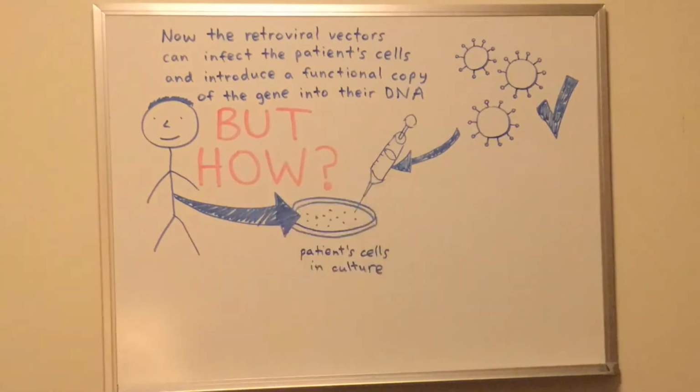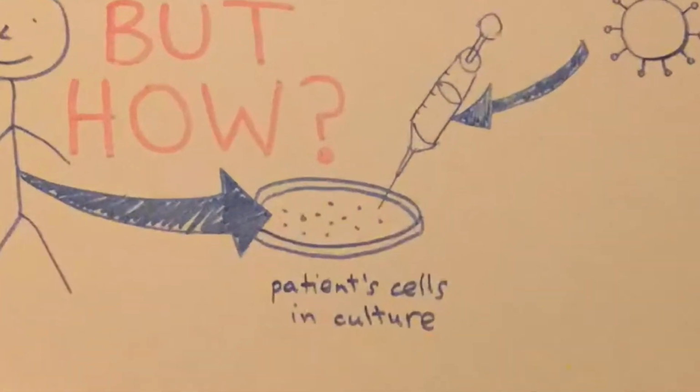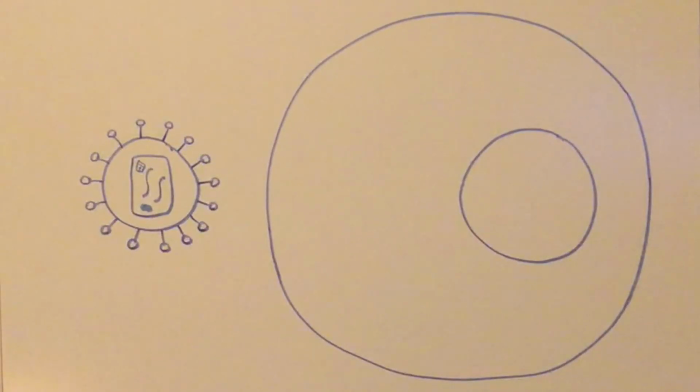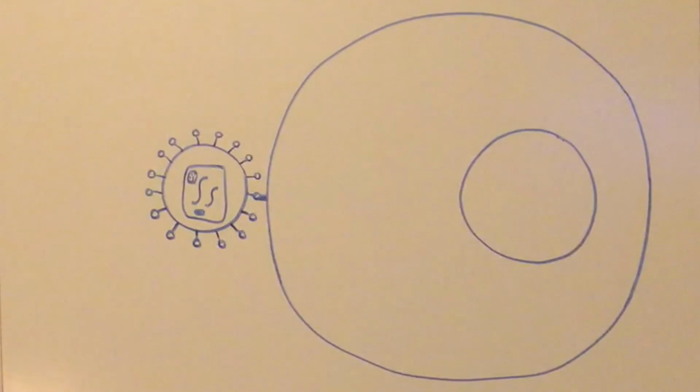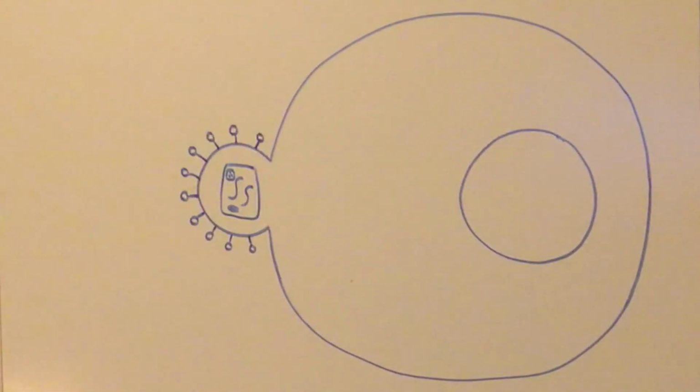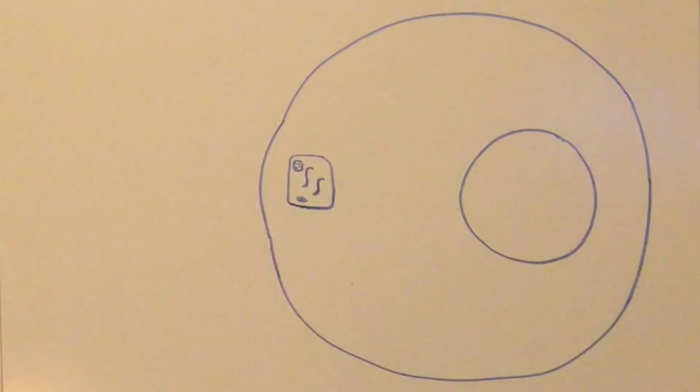But how? Let's zoom in to find out. Here is a retroviral vector approaching a target cell. When it gets close enough, one of its glycoprotein receptors binds to a protein receptor on the target cell, initiating the fusion of the two membranes. The viral capsid now enters the cytoplasm, where it breaks down, releasing the RNA and enzymes. Now it's time for gene integration.